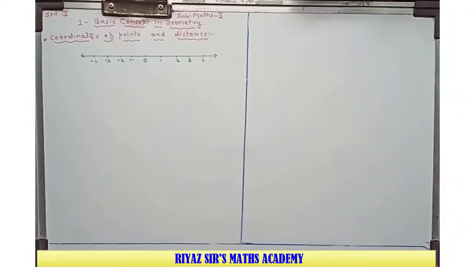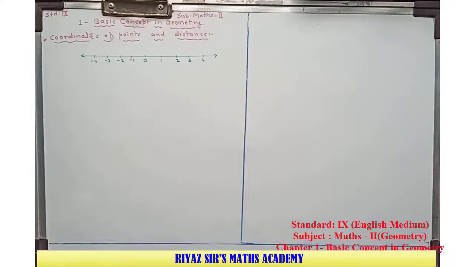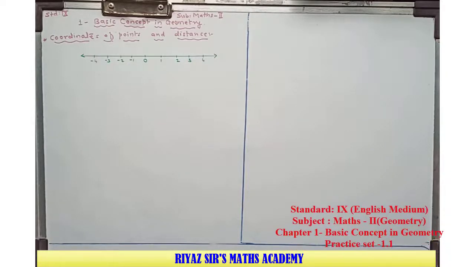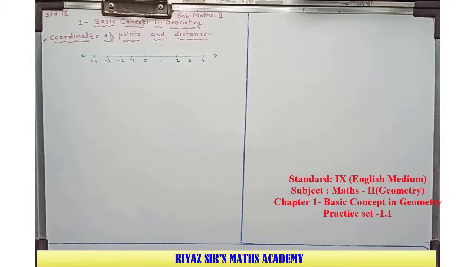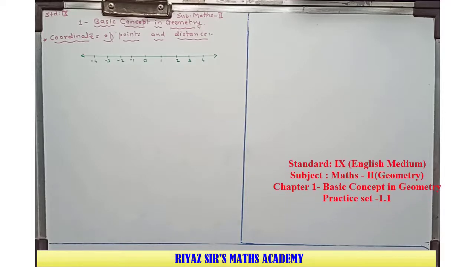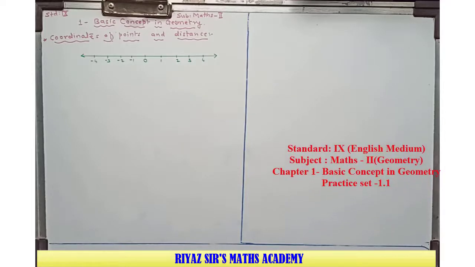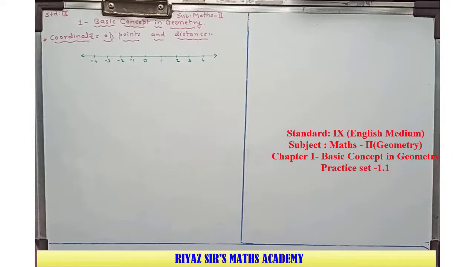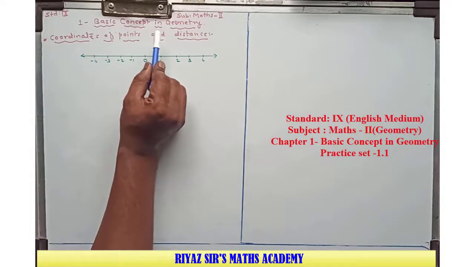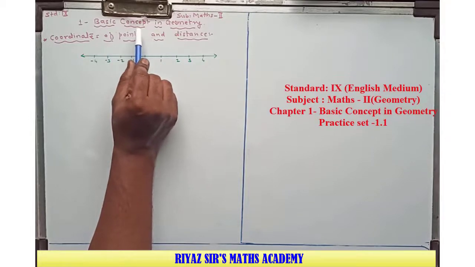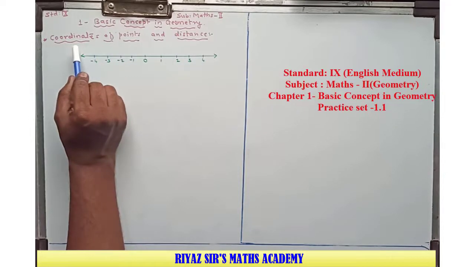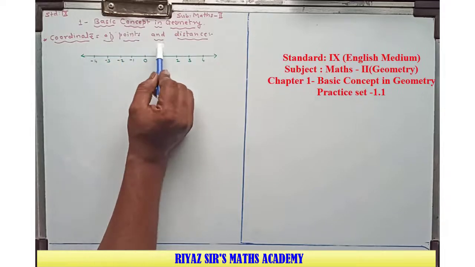Hello students, in this video we will start the first lesson of 9th standard from Maths 2, that is basic concept in geometry. From Maths 1 we finished 2 lessons, so we start the third lesson from this 9th standard from Maths 2. The first lesson from Maths 2 is basic concept in geometry. Under this title, the first point is given as the coordinate of points and distance.